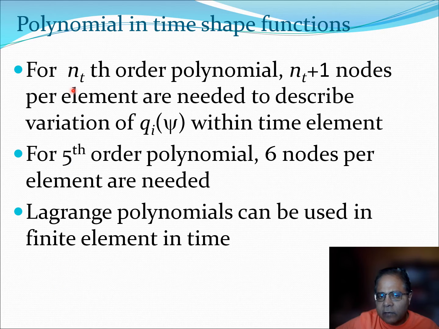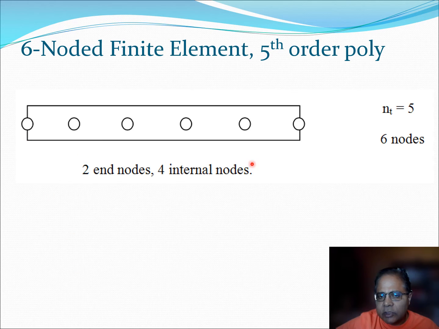So if we have an nt-th degree polynomial, then nt plus 1 nodes are needed to describe the variation of q of psi. For example, if I have a fifth degree polynomial, 6 nodes are going to be needed, and typically we can use Lagrange polynomials in this problem to expand this function out. So this is the typical fifth degree polynomial which is going to be fit on the 6-noded FEM. Here you can see there are 2 end nodes, there are 4 internal nodes, and so nt is 5 and there are 6 nodes in this problem.